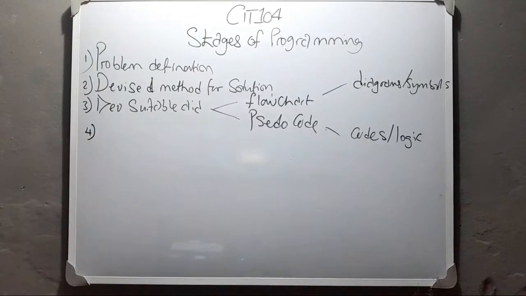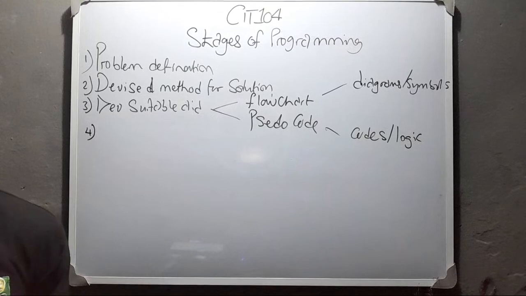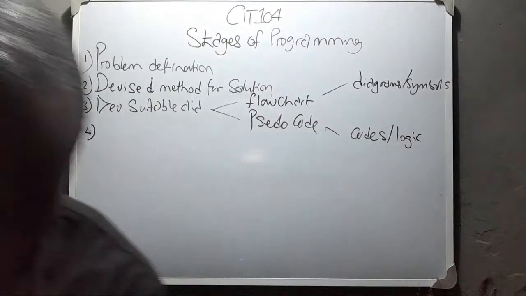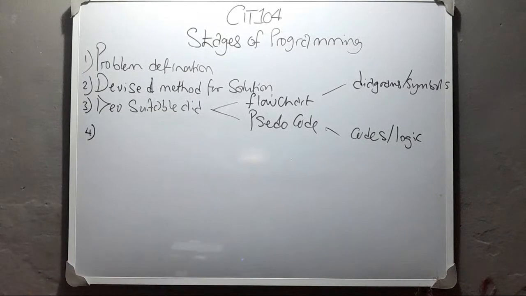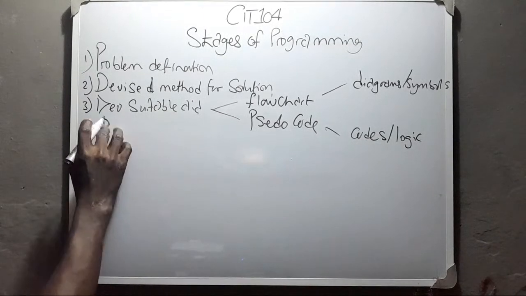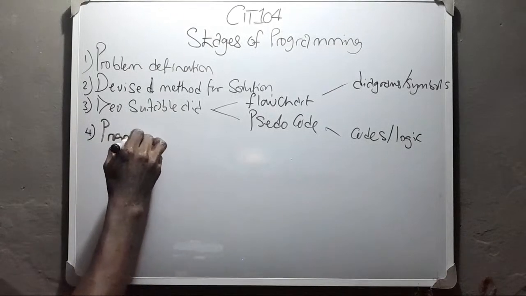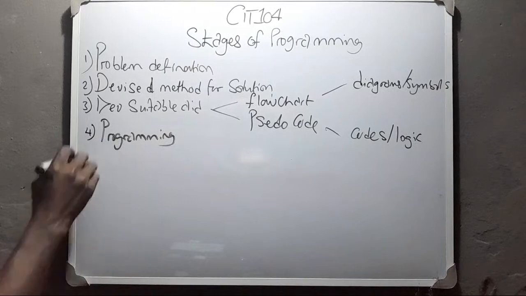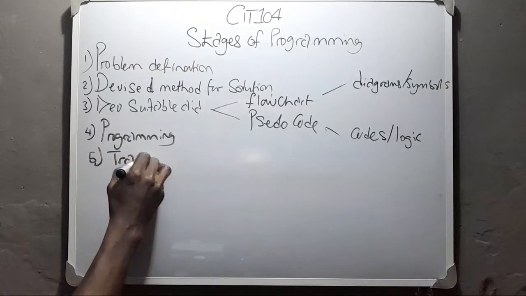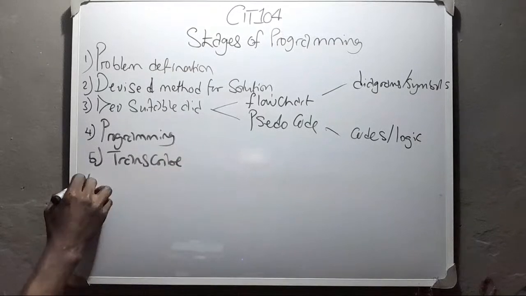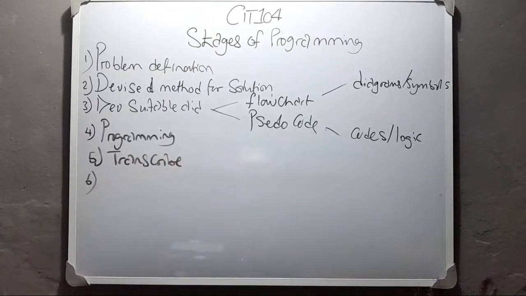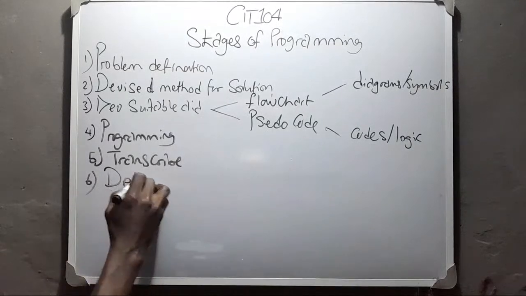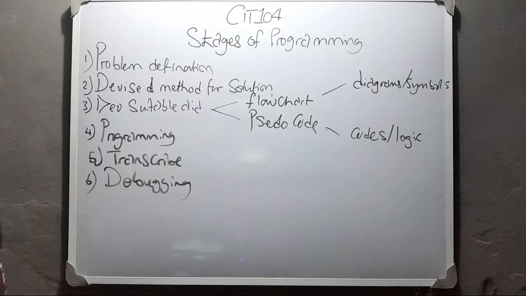We have number 4. Now for number 4, we have writing the instructions in a programming language. Now that you know what you want, now that you have developed the suitable means, you start to write your instructions. Now you start programming. Start writing your set of instructions. After you are done writing, then you transcribe your instructions. And as soon as you are done transcribing, you start debugging for anywhere that you made an error. In writing, we call it proofreading.